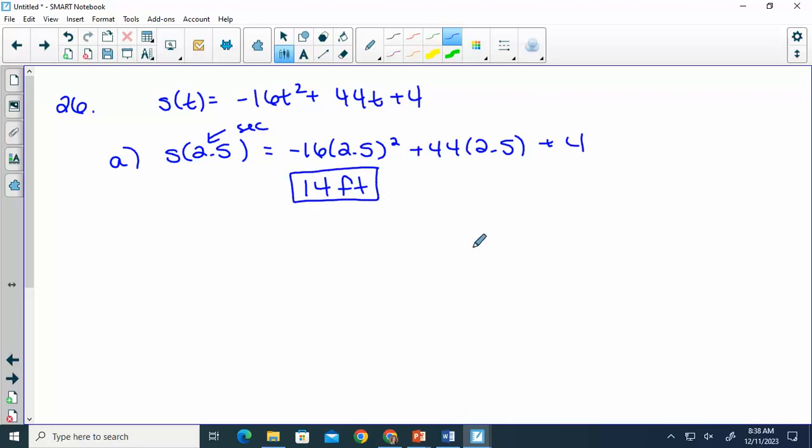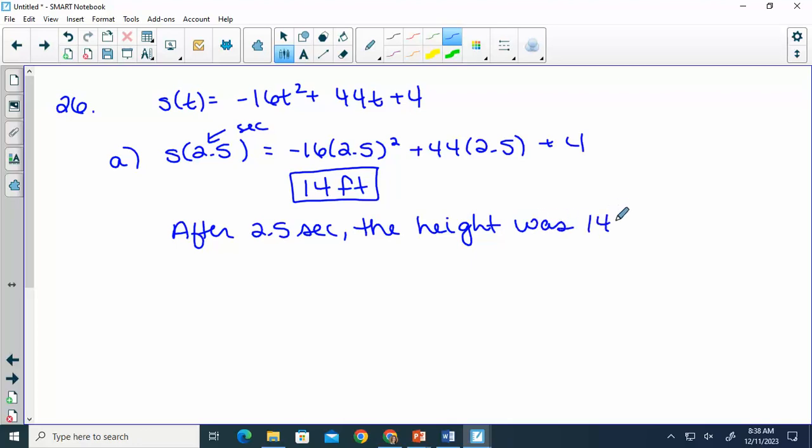You should be able to put some labels on this. So said our height was in feet. And then if I say interpret, I want you to write a sentence. So this is like an ordered pair. So after 2.5 seconds, the height was 14.